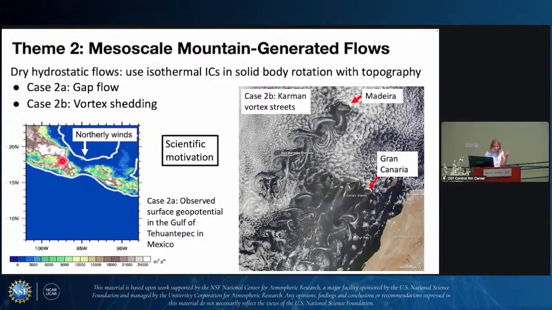It's squeezed through the gap, and that's really what we wanted to test, because then it's accelerated, it's partially blocked. The other scientific motivation is this nice-looking von Karman vortex street. You see 2 islands here, Madeira and Gran Canaria, used as motivations, and then you see the swirls, and this was something we wanted to mimic, not with clouds, but with a dry setup. Okay, let's take a look.